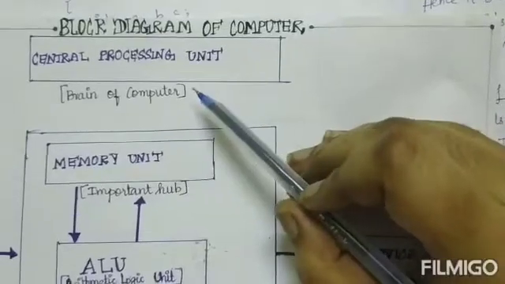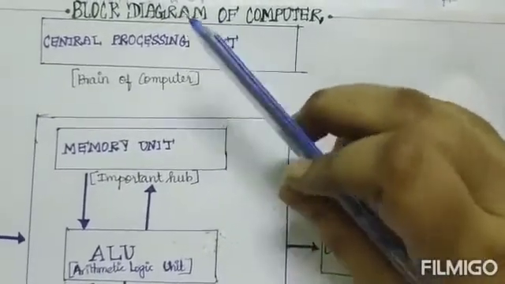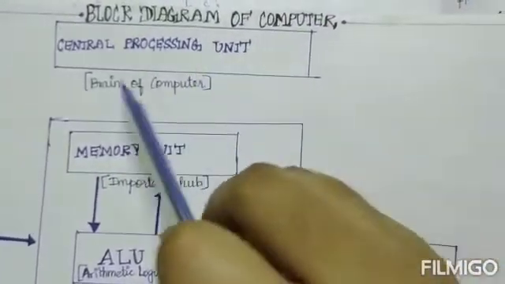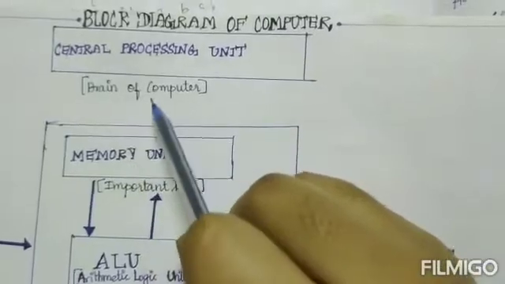For these input and output devices there are many types, which we can see separately in another video. Now we will see the definitions for the internal parts of the computer, like CPU, memory unit, control unit, and ALU. We will see only those definitions in this video. First, in the block diagram, the first definition is the central processing unit, otherwise called the brain of the computer.